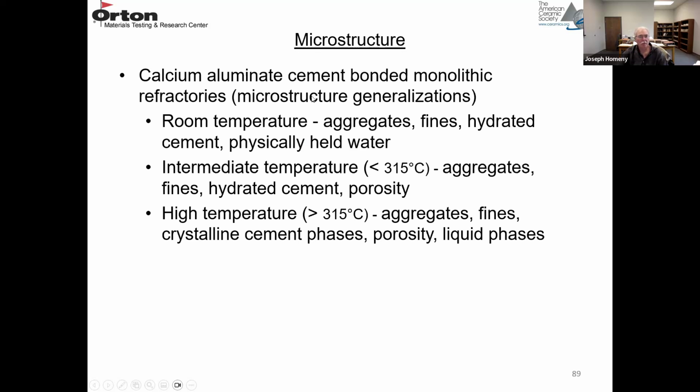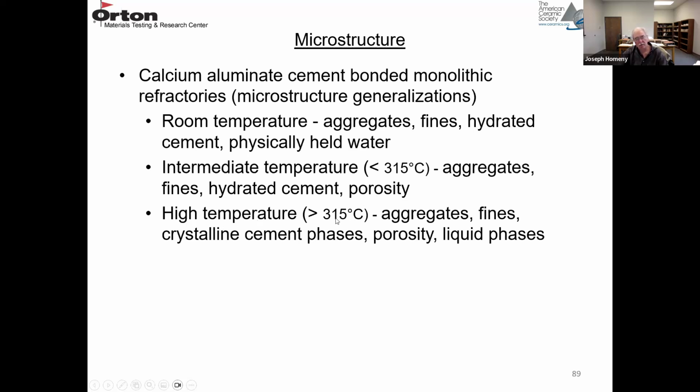Some microstructures, and this is a calcium aluminate cement bonded monolithic refractory. So some of the generalizations concerning the microstructure, at room temperature, you're simply going to have aggregates, the fines in the matrix, the hydrated cement, and then physically held water. So as you heat this material up, and we're looking at temperatures less than 315 degrees C, you're going to have the aggregates, the fines. You're still going to have the hydrated cement, but you've driven off the physically held water, so you can have porosity.